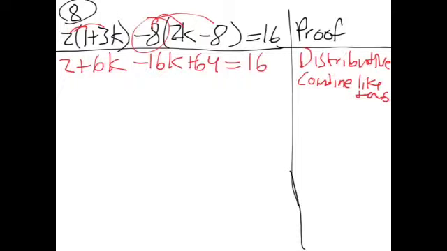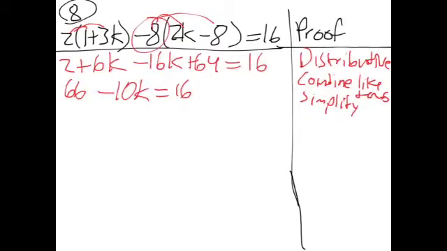So let's combine the 2 and the 64 to get us 66, and then the k's combine to give us negative 10k. And on the right side is still just 16. Well, that's combine like terms and simplify, because when it's just adding the numbers, it's simplify.